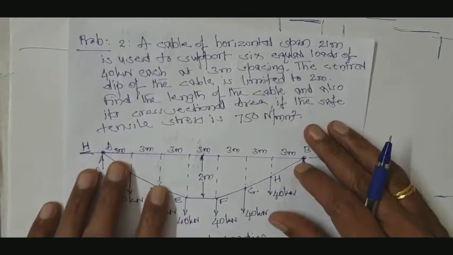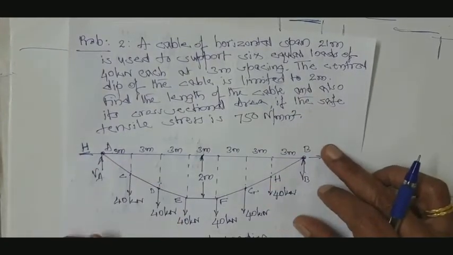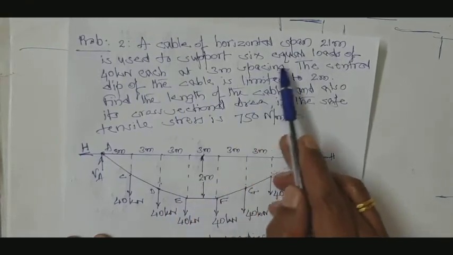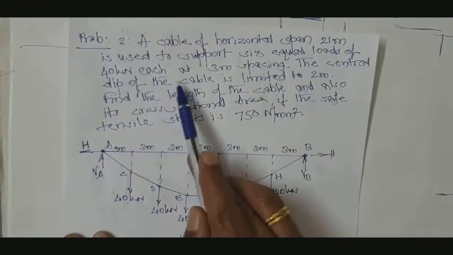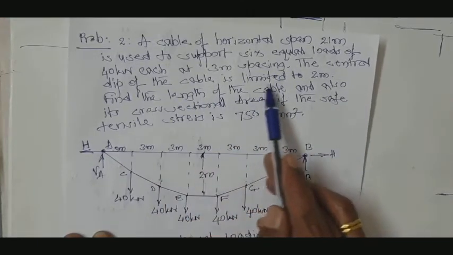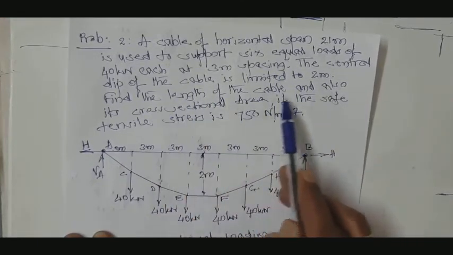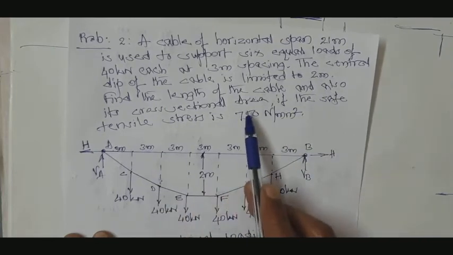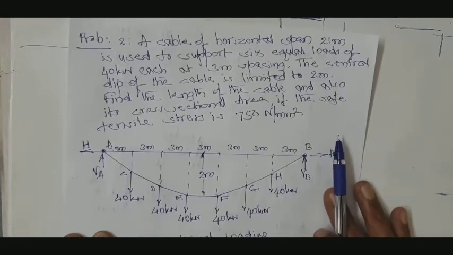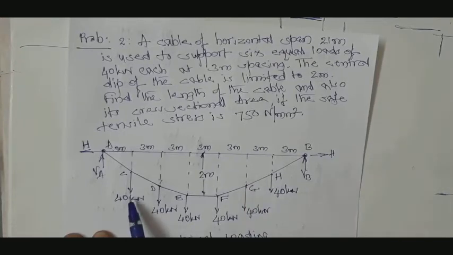Hello, let us consider now one more problem on this cable. A cable of horizontal span 21 meter is used to support 6 equal loads of 40 kN each at 3 meter spacing. The central dip of the cable is limited to 2 meter. Find the length of the cable and also its cross-sectional area if the safe tensile stress is 750 Newton per mm square. It is carrying 6 equal loads: 1, 2, 3, 4, 5, 6.